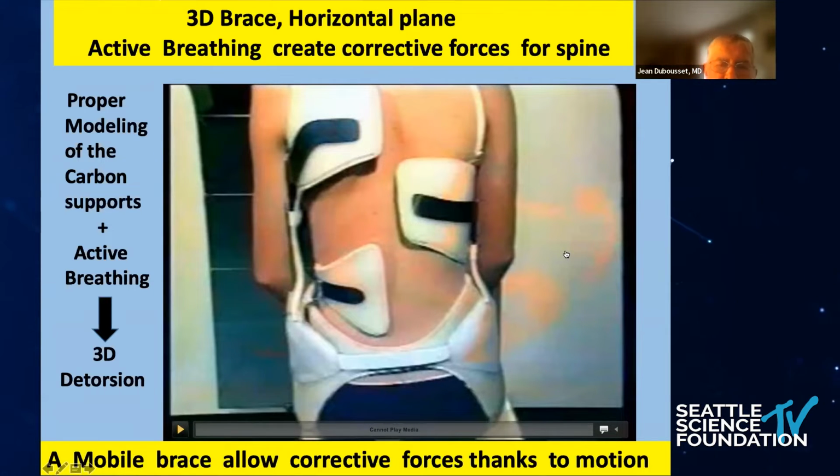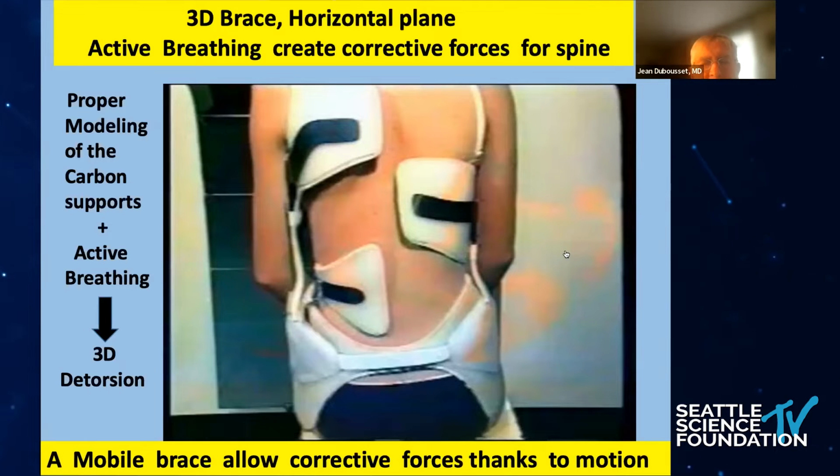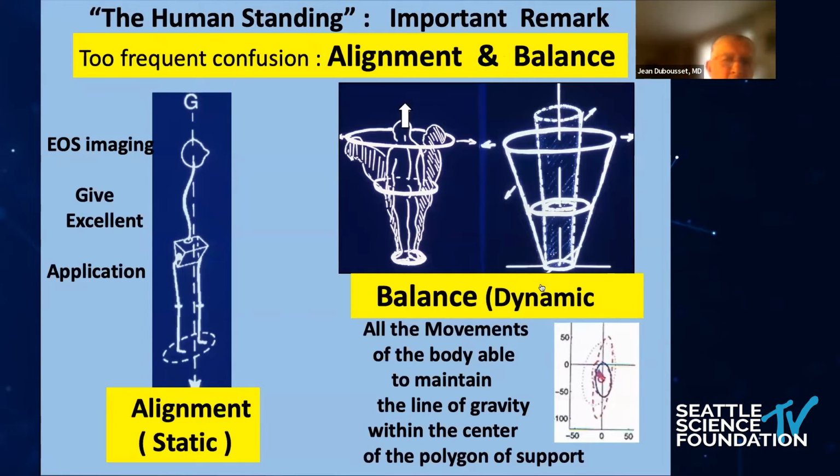You will see how this machine works, because you have the correction because of the proper modeling of the carbon support that makes the chest move with the respiratory function. And anyway, you have understood my mind. That is the most important thing. But I will tell you that this type of brace, in my opinion, completely revolutionizes the brace treatment of scoliosis, only by thinking about the horizontal plane.